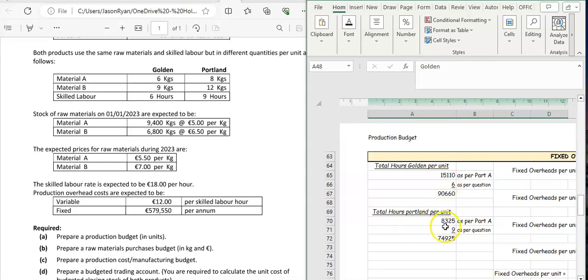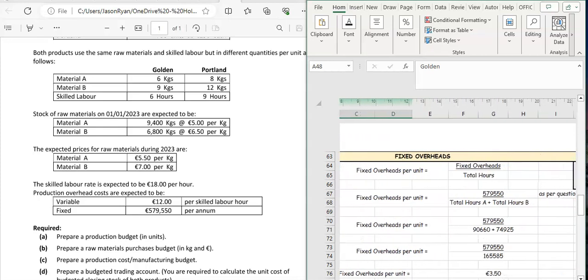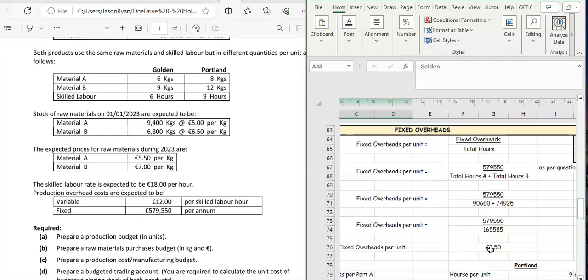For Portland then, it's 8,325, multiply that by 9. Remember, the 8,325 is taken from part A. So that's going to give us 74,925 hours to make Portland. So when we add those two together, the total hours that we need is going to be 165,585. So we're going to divide that into our fixed cost, and that's going to give us our fixed cost per unit of €3.50. So for every unit we sell, it's going to be €3.50 per unit.